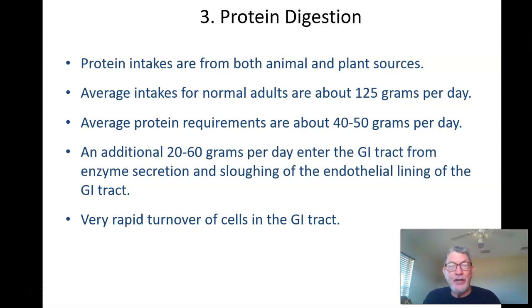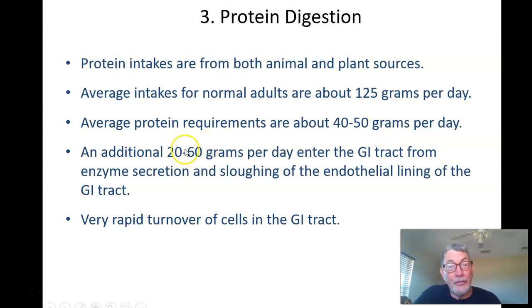Protein digestion pretty much is like carbohydrate digestion. Most people take in more animal protein than plant. You can get protein from animals and plants. Average intake is about 125 grams a day. We need about 40 to 50 grams per day.